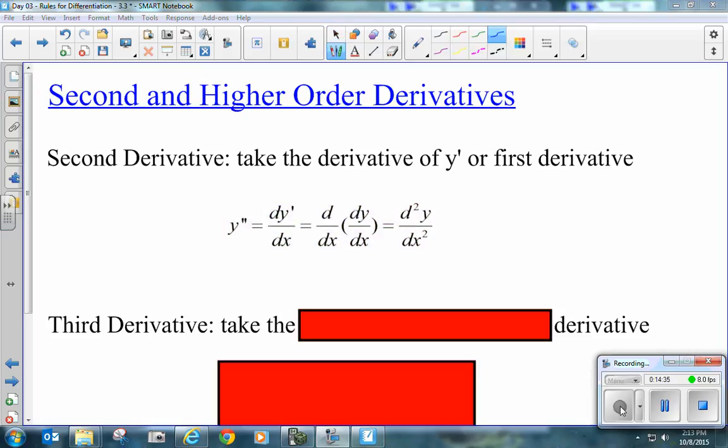This is the common one right here. y double prime, or you'll see this a lot. That means just take the second derivative. That's all. These ones, I'll be honest, I hardly see them. This one is a big one, and this one is a big one. Those mean second derivative.